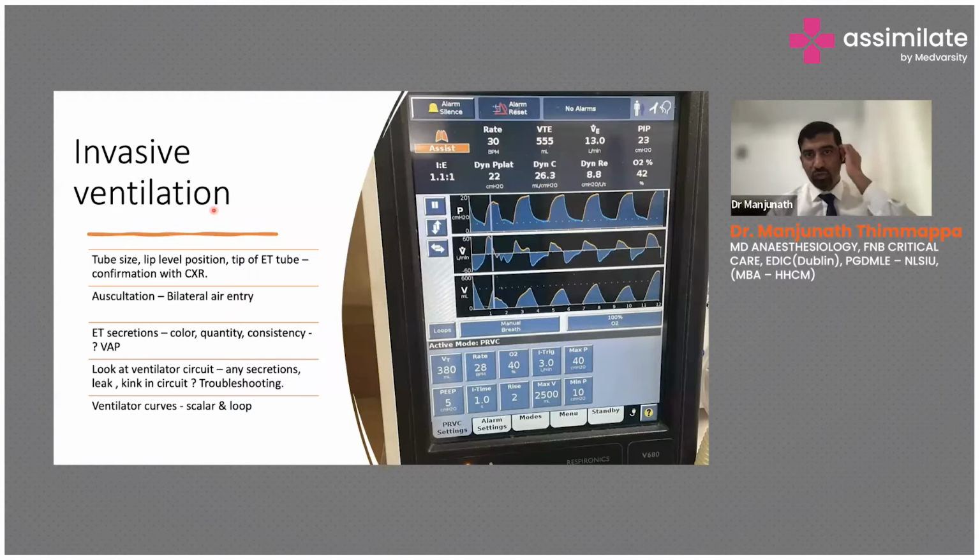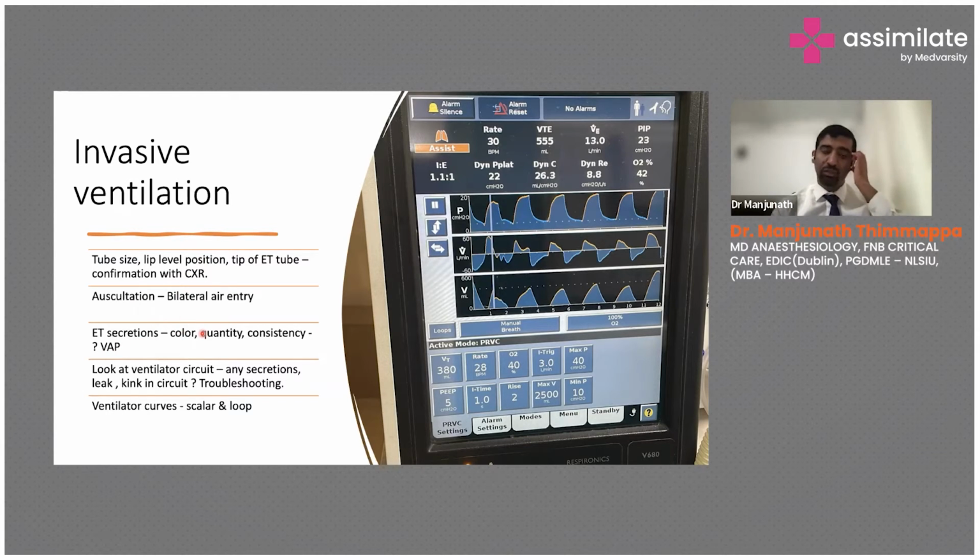Whenever we have an intubated patient, we should see the tube size, because patients with obstructive airway diseases need a bigger tube. A tube size of around 8.5 will be adequate for them. Check the lip level position in every shift, because the tube might migrate inside or come out. The tip of the endotracheal tube should be confirmed with a chest X-ray for medico-legal reasons. Bilateral auscultation for air entry should be checked, and the ET secretions.